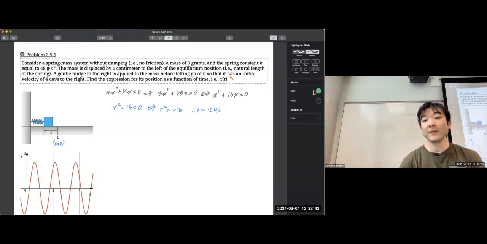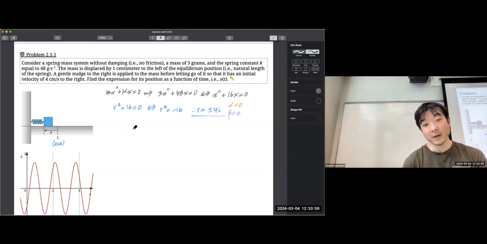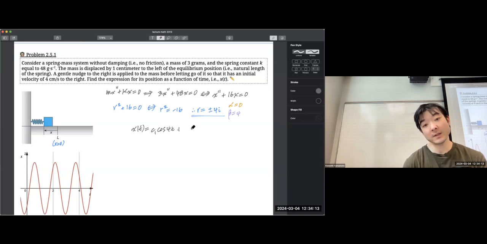And so you'll have, in this case, complex roots. It's pure imaginary, like you can tell because there's no alpha, no real part, but the beta is equal to 4. And we know from before how these solutions look. The real solution will end up being C1 e to the alpha t, but that's just 1 because e to the 0. And then it would be cosine of 4t plus C2 sine of 4t.